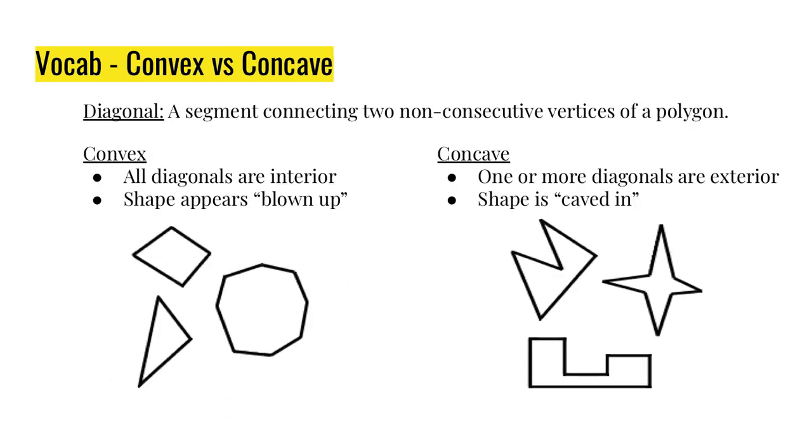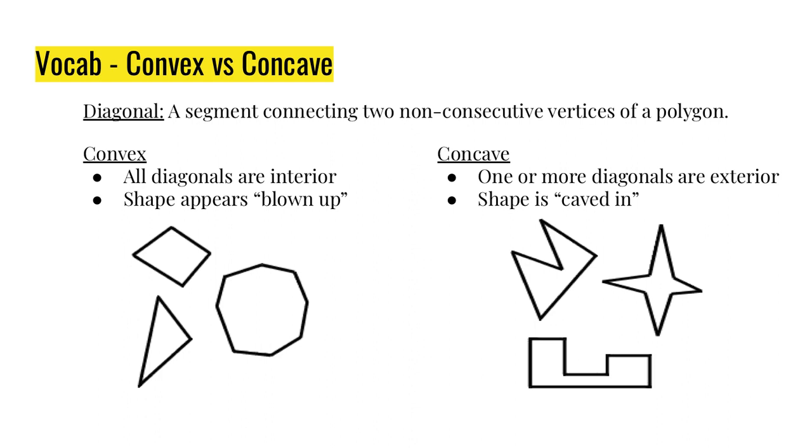We also have features of polygons such as convex and concave. They have to do with diagonals. A diagonal is a segment that connects two non-consecutive vertices of a polygon. And in a convex shape, those diagonals are all on the inside. And on a concave shape, one of those diagonals might be on the outside or exterior of the shape. Let me show you what we mean.